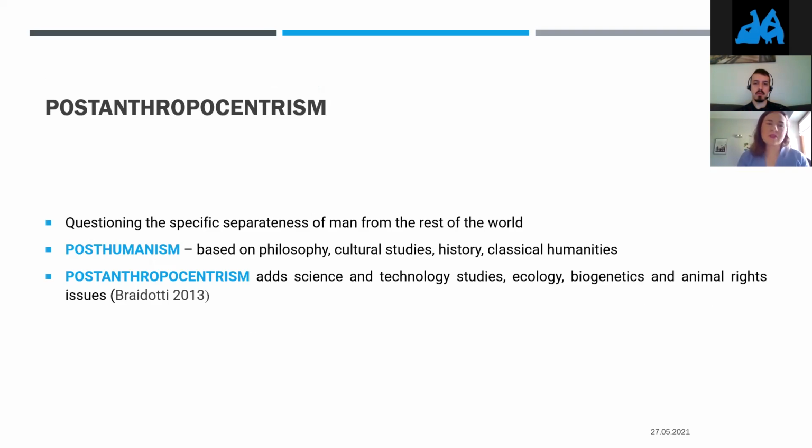So, post-anthropocentrism. Here we are absolutely outside the biosemiotic way of thinking, as we've got some more philosophical and anthropological perspective presented here. And just very briefly, what is the difference between post-humanism and post-anthropocentrism, as these two perspectives are close to each other? The main difference is that post-humanism is based on philosophy, cultural studies, history, and classical humanities, whilst post-anthropocentrism adds to those fields also science and technology studies, and as you know very well, the main representative of science and technology studies is Bruno Latour. Then ecology, biogenetics, and animal rights issues. So post-anthropocentrism is a more extended perspective, we can say.